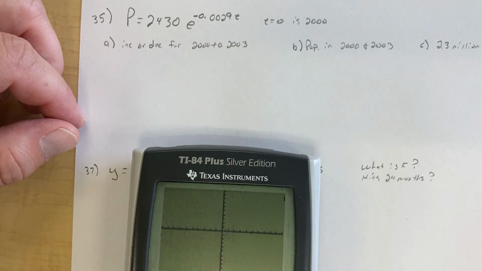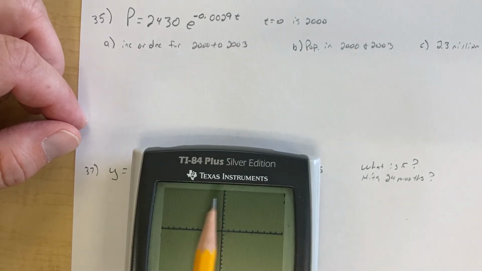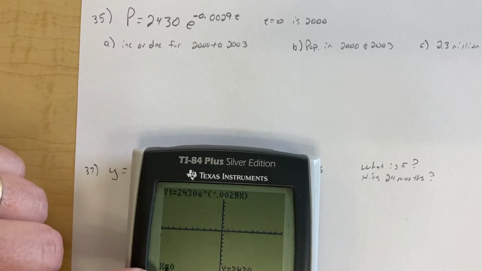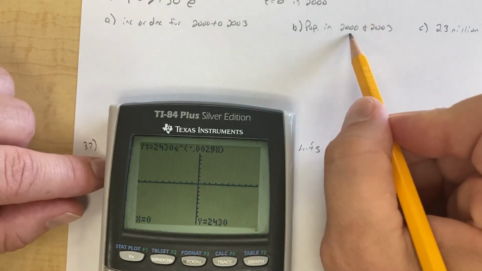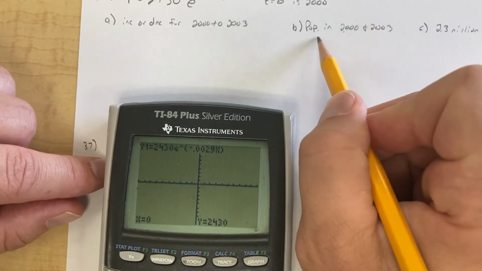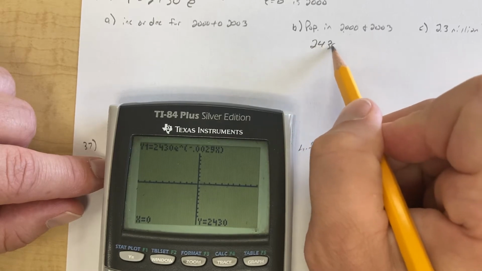So if I go zoom 6, we're not going to see much. The window appears to be way up there. But if I hit trace at 0, I see that we're at 2,430. Okay, now that's the question we're asked anyway in B. What is our population? So for 2000, we're going to say we're 2,430.